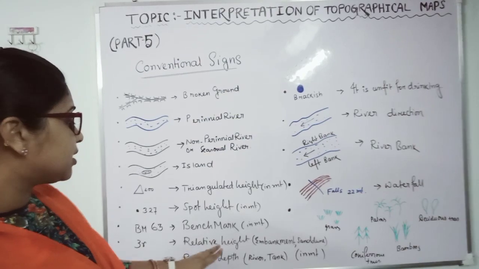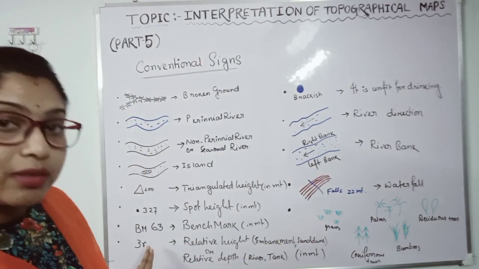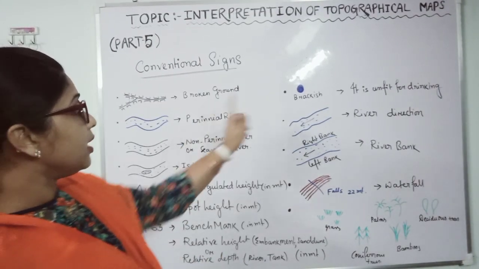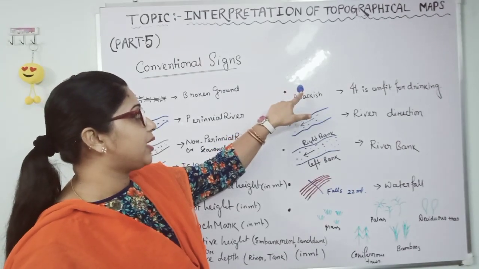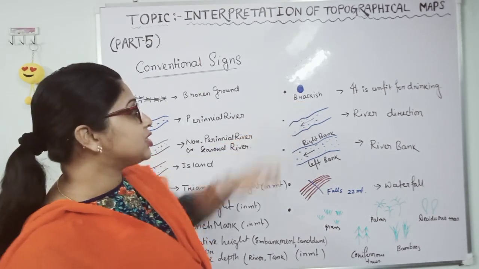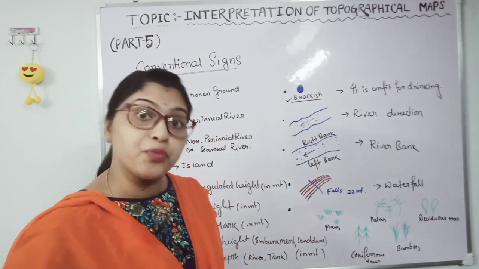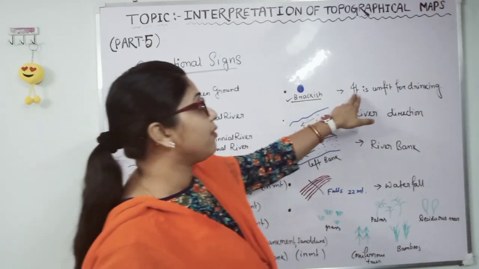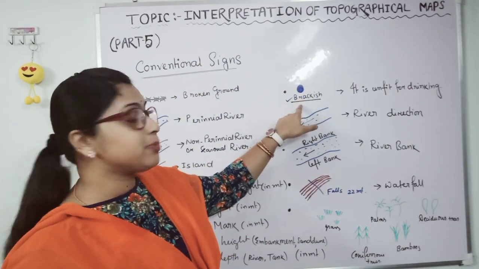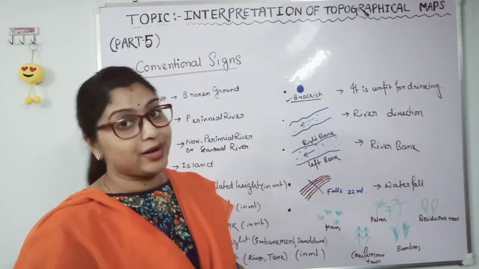So we will write, in the case of embankment and sand dunes, 3R means that the relative height will be 3 meter. Okay, is it clear? Next, here a circular blue color circle, brackish. This will also be written in your topo map. Brackish means it is unfit for drinking, as we can see this is a perennial source of water. But brackish means it has salt, salty water, that's why it is not fit for drinking.